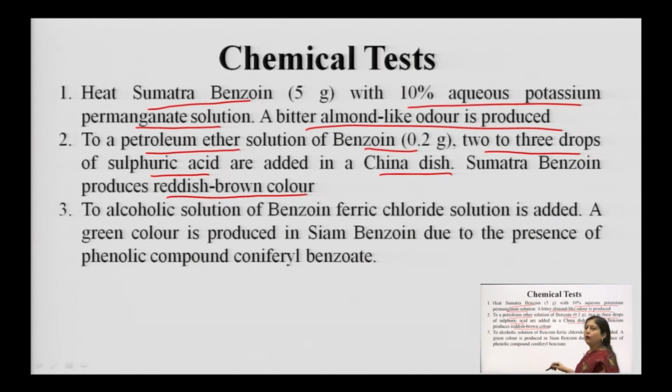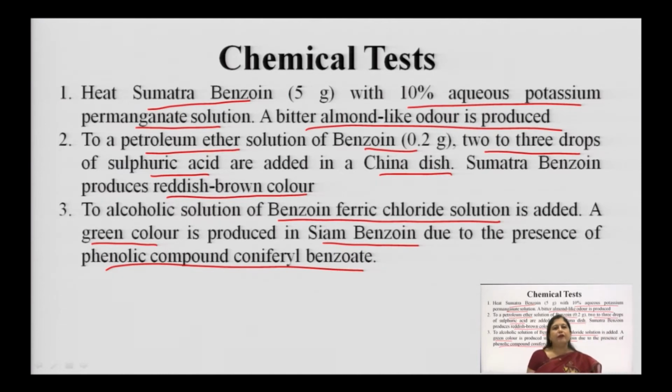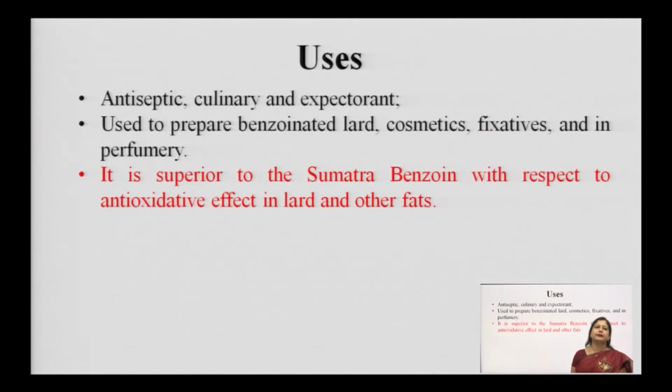And then to the benzoin, ferric chloride solution is added in alcohol, and then we leave it. What will happen? Siam benzoin will produce a green color due to the presence of the phenolic compound coniferyl benzoate. So, coniferyl benzoate is responsible for the green color which is produced when benzoin is mixed with ferric chloride. So, we can differentiate between Siam benzoin and Sumatra benzoin using the chemical test.